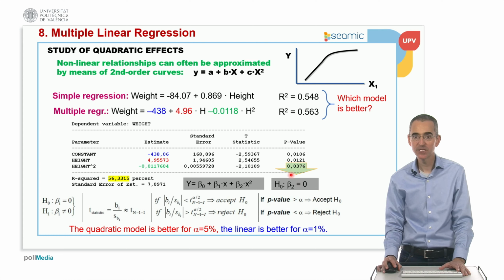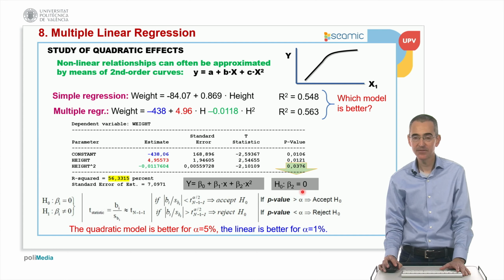And then what happens in this case? It's interesting because the p-value is 0.038. So what happens if alpha is 5%? The p-value is less than 0.05. So if alpha is 5%, which is very common in statistics, we can reject the null hypothesis, and then we can say that this coefficient is not 0 at the population level. So we can say that there is a quadratic effect at the population level, or that the quadratic effect is statistically significant. So the quadratic model is better for alpha 5%.